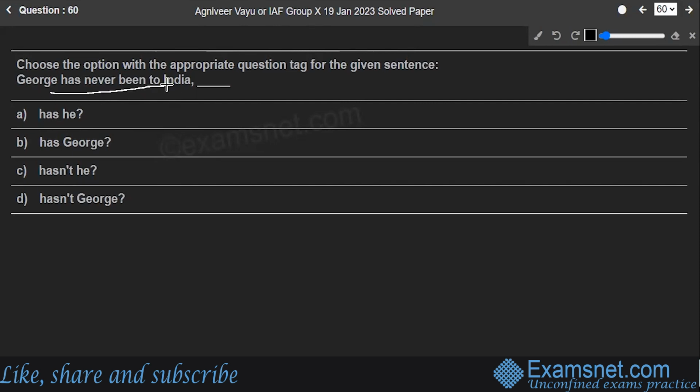Here it is George has never been to India. So it is a negative sentence, and here it will be positive. The correct one is, has he? Because George has already been addressed once, so his name will not come again. This is wrong. Hasn't he? No, because this is a negative sentence and we have a positive tag.